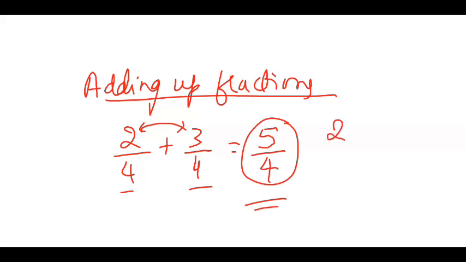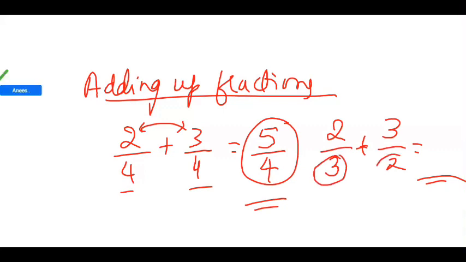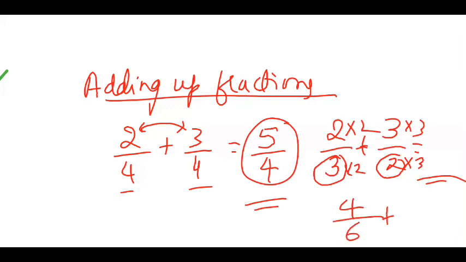But if you have unlike denominators like 2 by 3 plus 3 by 2 in this way, then what do you do? You have to convert this into like fractions, right? How would you convert? You multiply 2 for 3 and 3 for 2. So multiply with 2, multiply with 3. 2 times 2 is 4, 4 over 6 plus 3 times 3 is 9, 9 over 6. Now is it like? Yes, it is like now. So what you do? 9 plus 4 you are going to add.